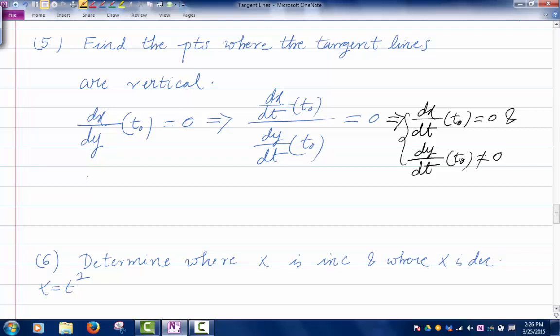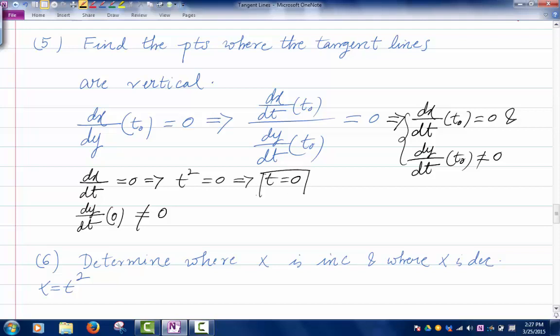So I want to figure out, when is dx/dt 0? dx/dt is t squared, and that would mean t is 0, right? And notice that if you look at dy/dt at 0, that's not going to be 0. Go back to the formula of dy/dt, you'll see that dy/dt at 0 isn't 0. So that tells me that I have a vertical tangent at the point t = 0. Let's figure out the corresponding x and y value. Well, we already know this point. This was the x-y intercepts, so this was (0, 0), the origin. So we see that at the origin, we have a vertical tangent. Making sense? Everybody's okay?